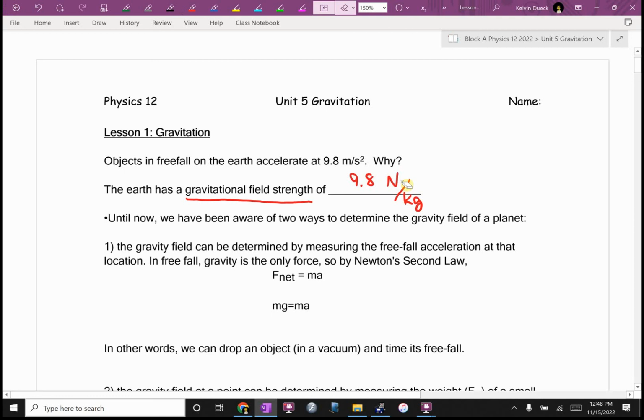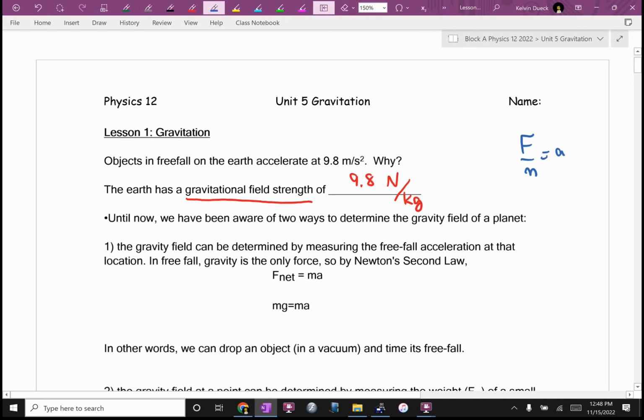What's a newton a measure of? What do I measure in newtons? Starts with the letter F. What do I measure in kilograms? Starts with the letter M. So F over M. F equals what? This is acceleration. But what we're saying is this.